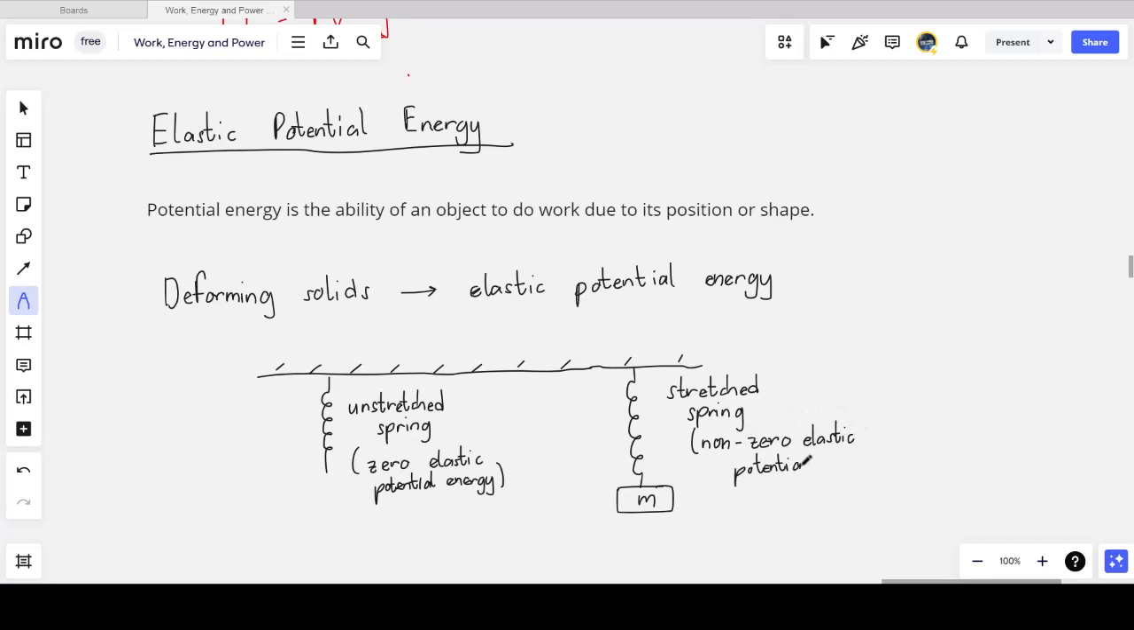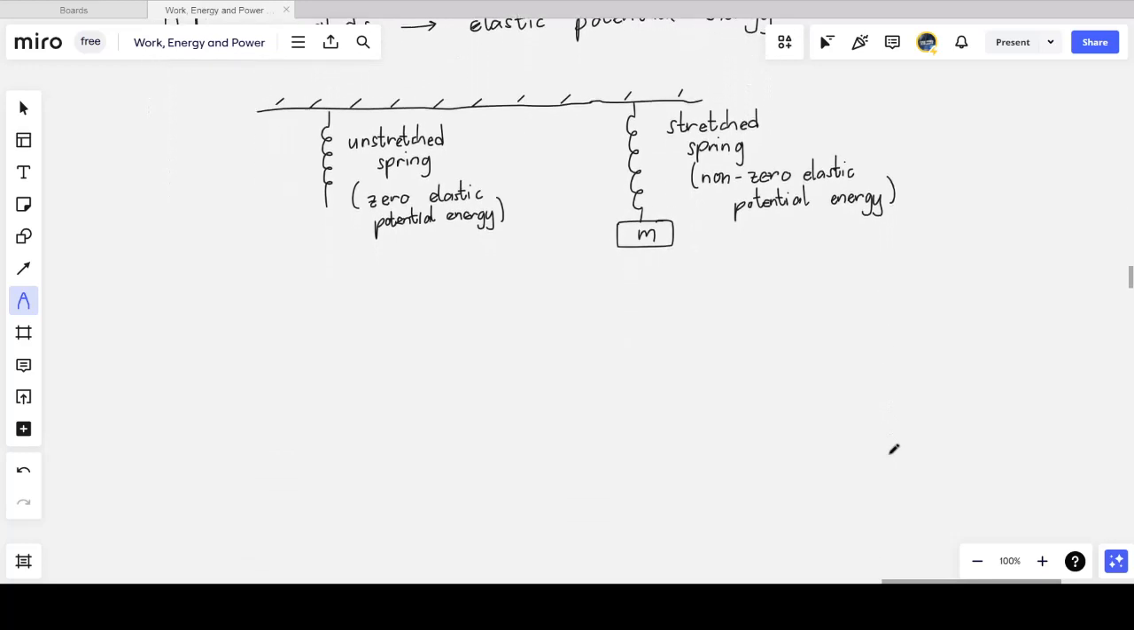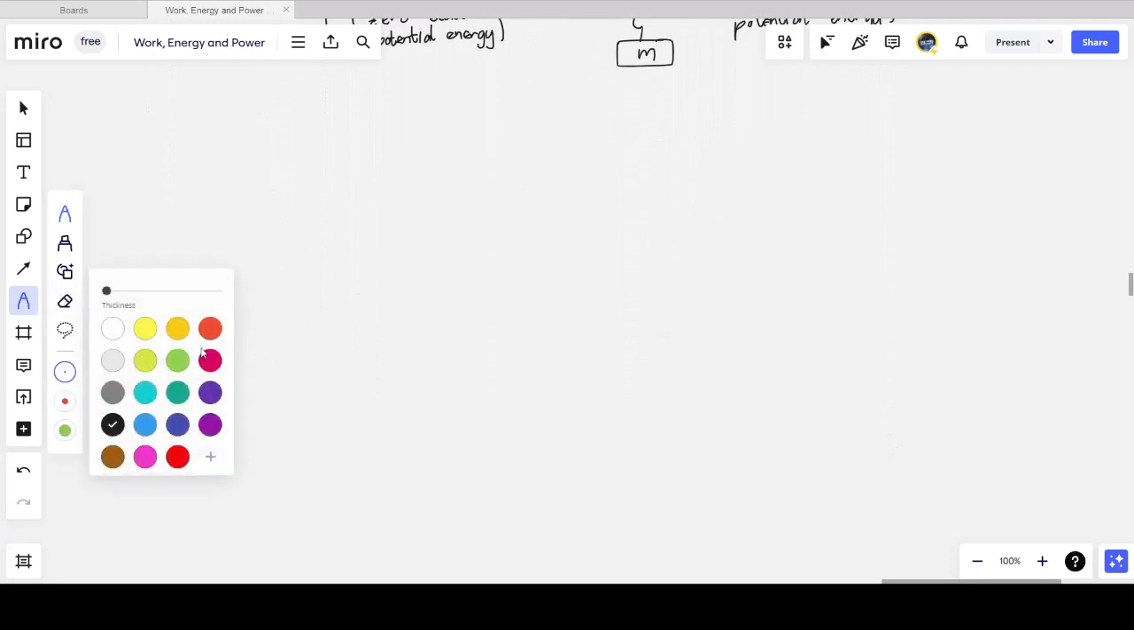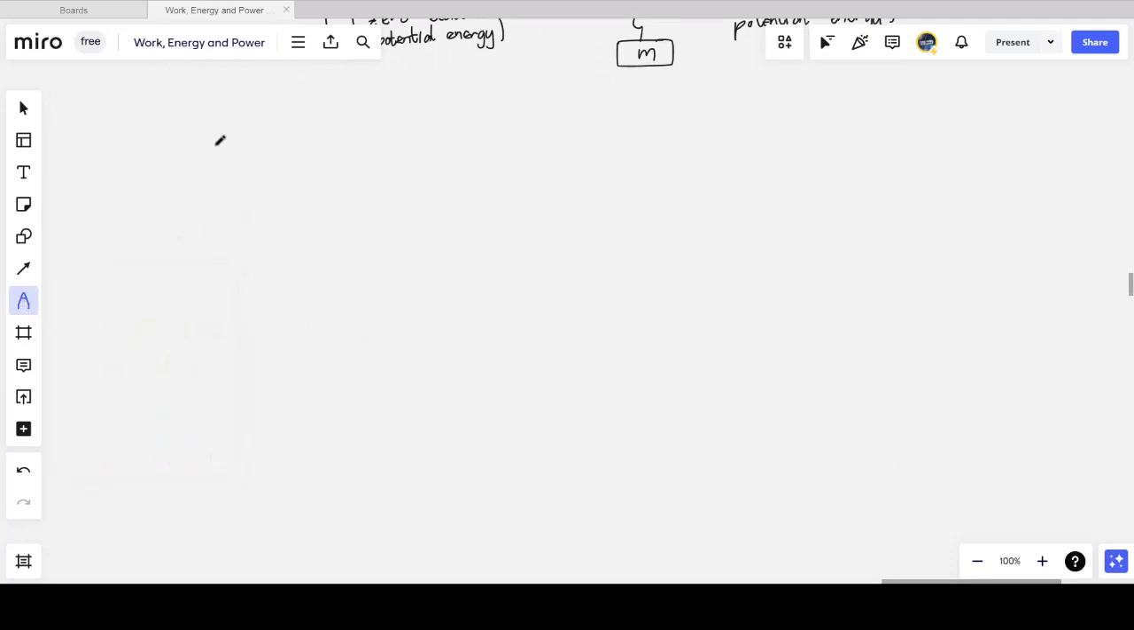And so we'll discuss the actual equations behind elastic potential energy in the crash course for deformation of solids, but that's just an introduction. So elastic potential energy is when I deform a solid elastically, and I can then use that energy later on to do some work, which is basically what potential energy is in general.